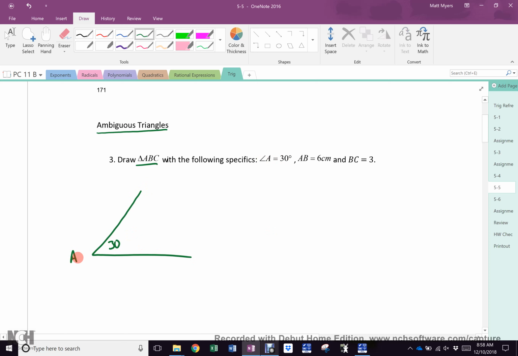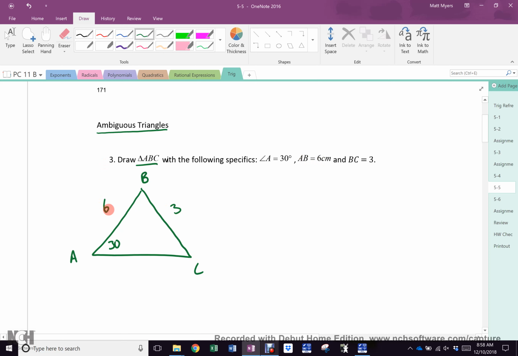Okay. Now, I've said there's a corner B and a corner C, right? Where do you think, or do you think it matters where I put B and C? Well, let's try. If I put B there and I put C there, this is BC. Does everyone agree? Okay, how long is BC? 3. How long is AB? 6. Is everybody cool with this?